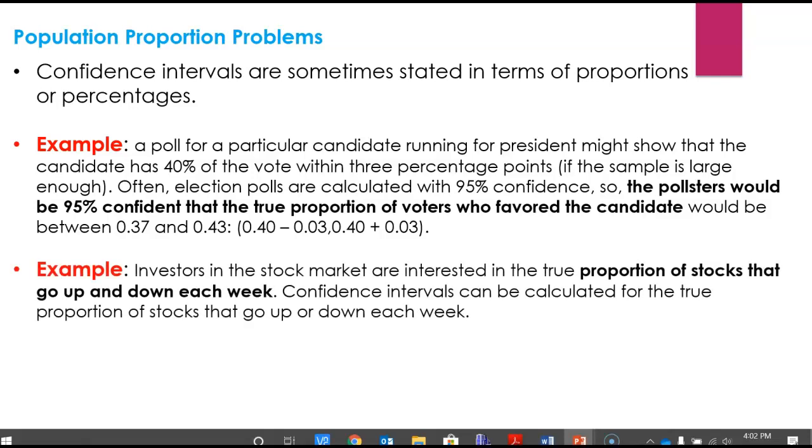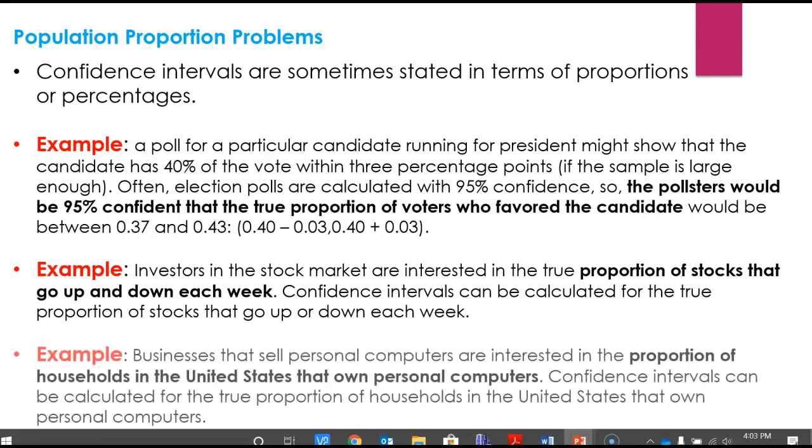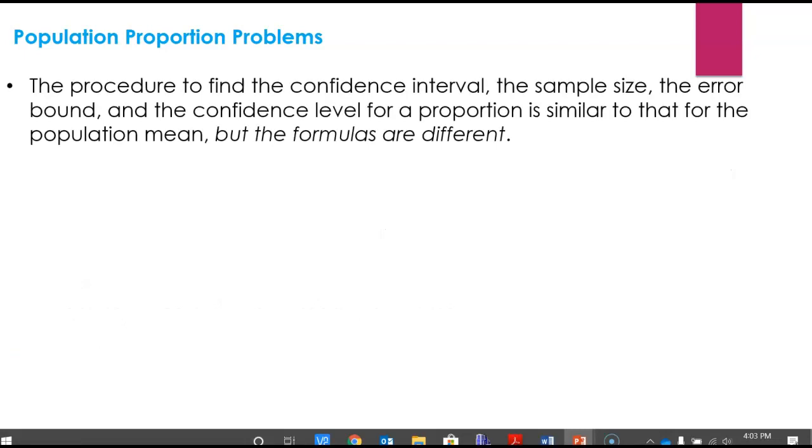Another example, investors in the stock market are interested in the true proportion of stocks that go up and down each week. Confidence intervals can be calculated for the true proportion of stocks that go up or down each week. Final example would be, businesses that sell personal computers are interested in the proportion of households in the United States that own personal computers. Confidence intervals can be calculated for the true proportion of households in the United States that own personal computers. The procedure to find the confidence interval, the sample size, the error bound, and the confidence level for a proportion is similar to that for a population mean, but the formulas are different.